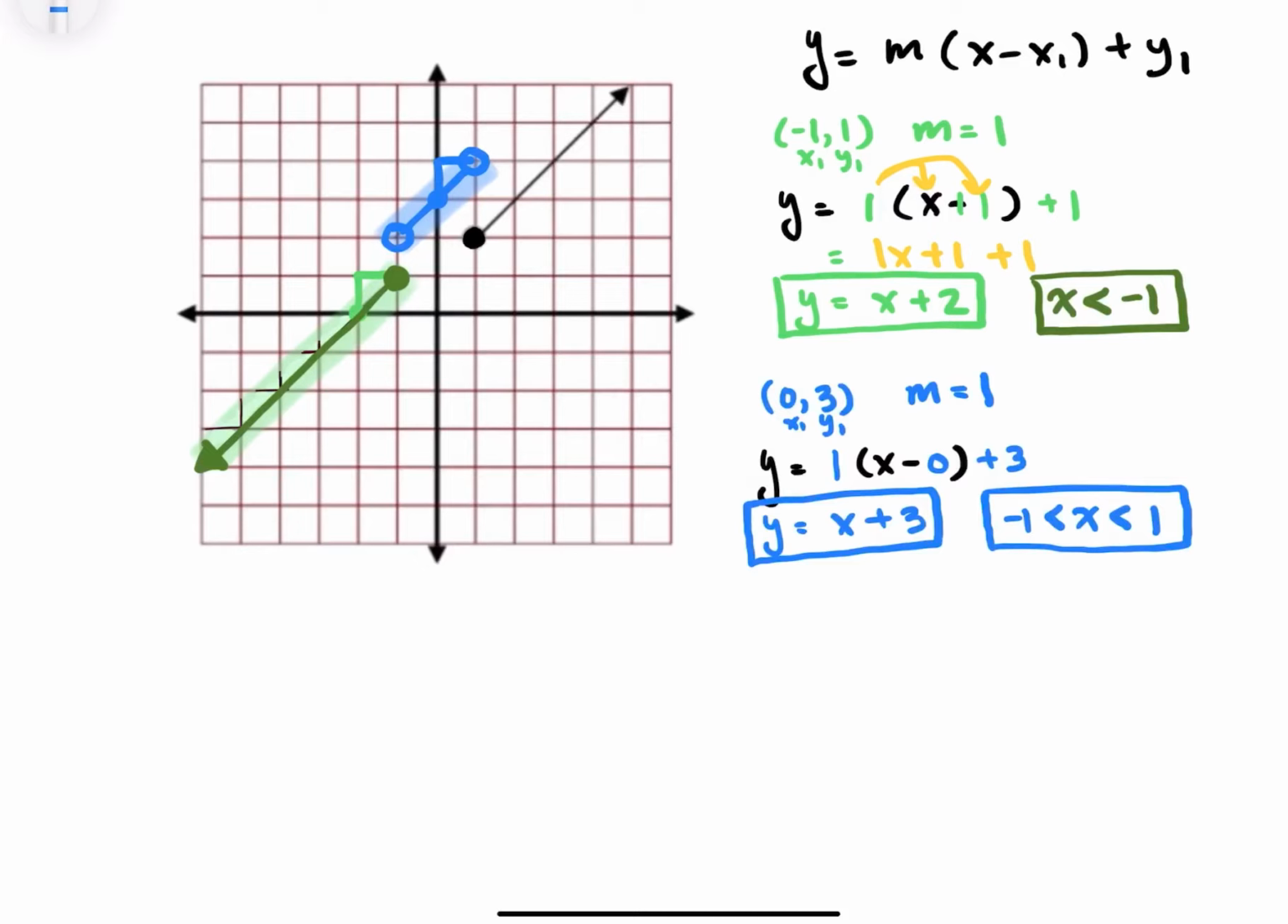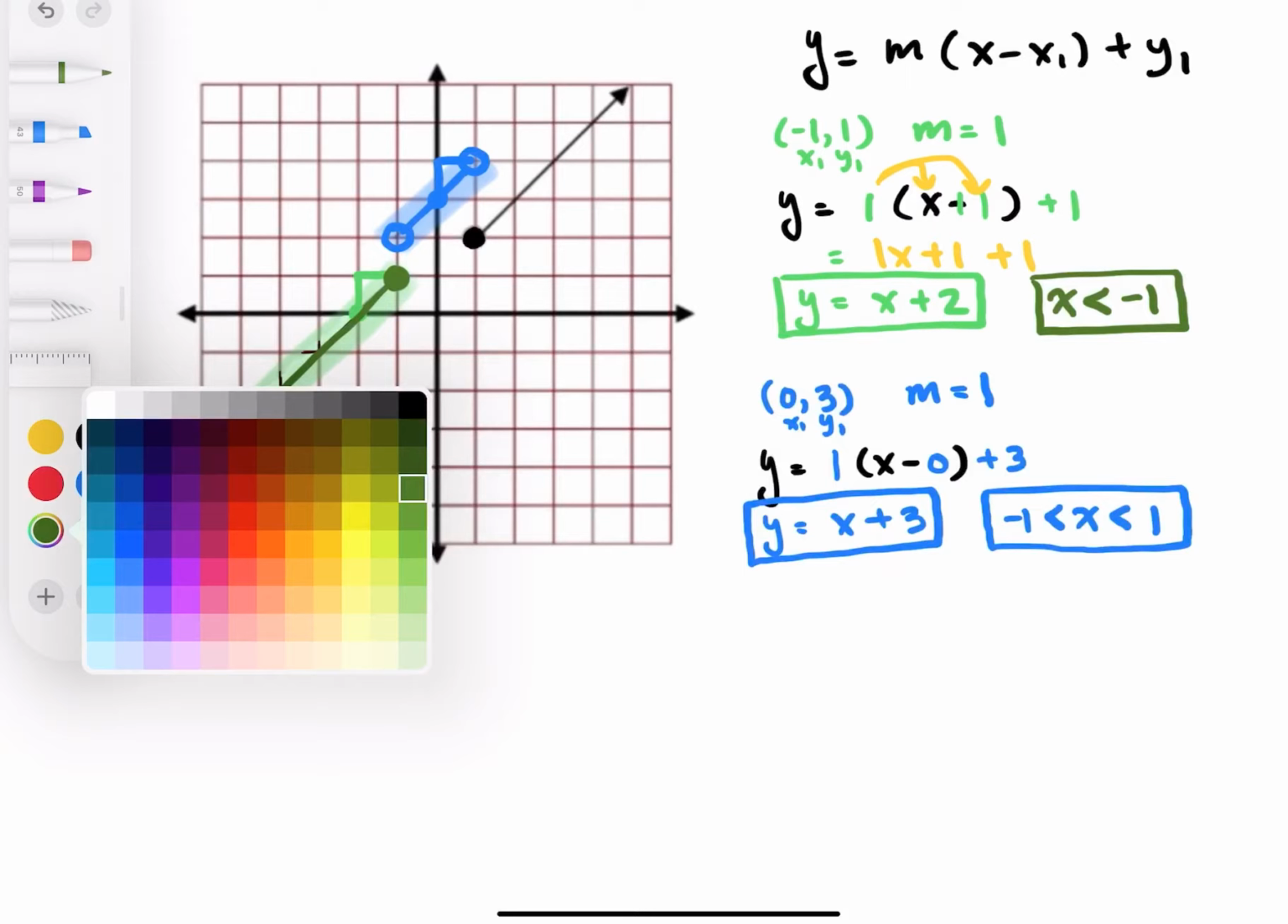Okay, our last piece is going to be done in purple. So I'm going to go ahead and change this color, and we'll do that in purple here.